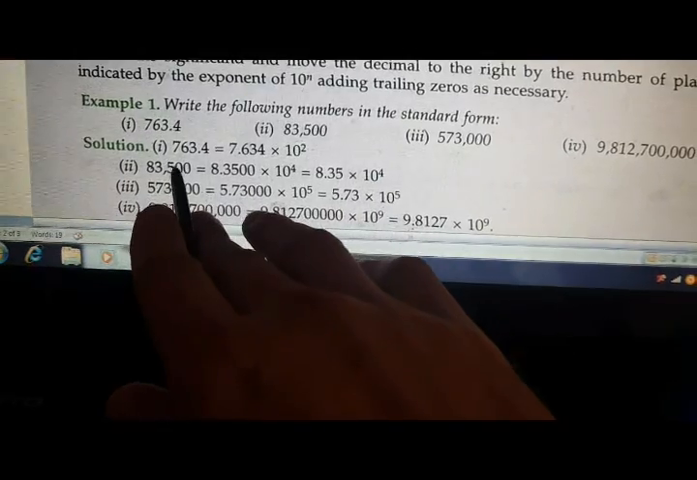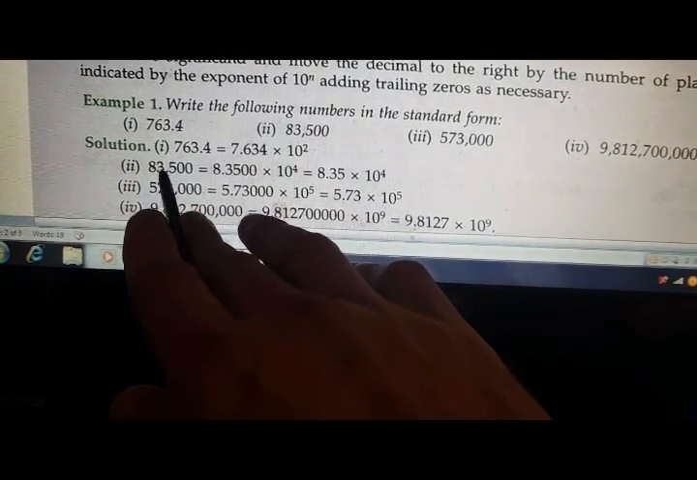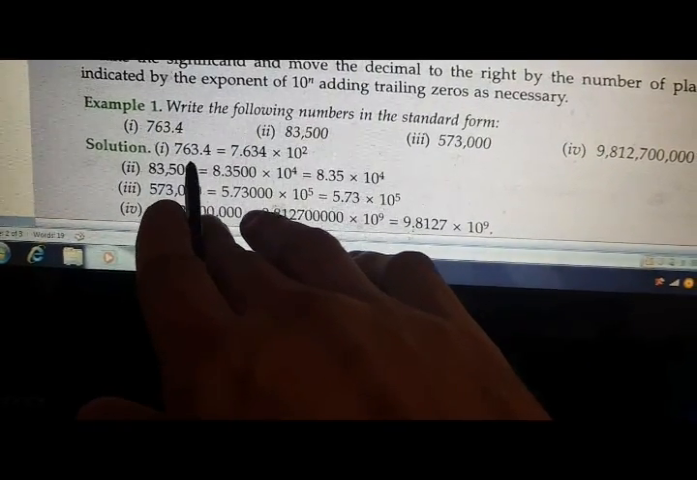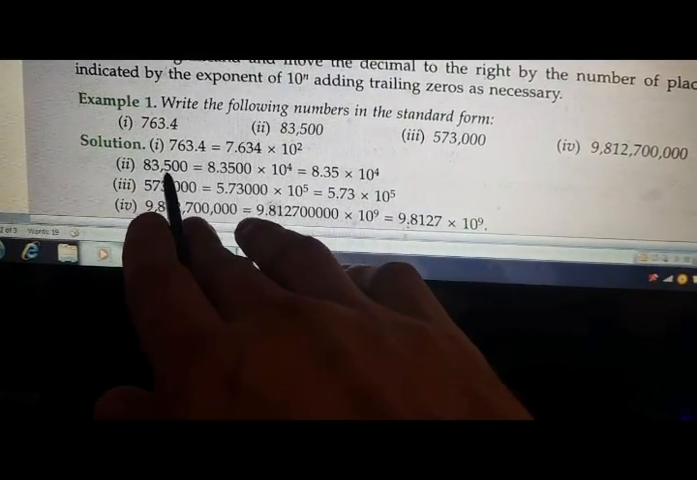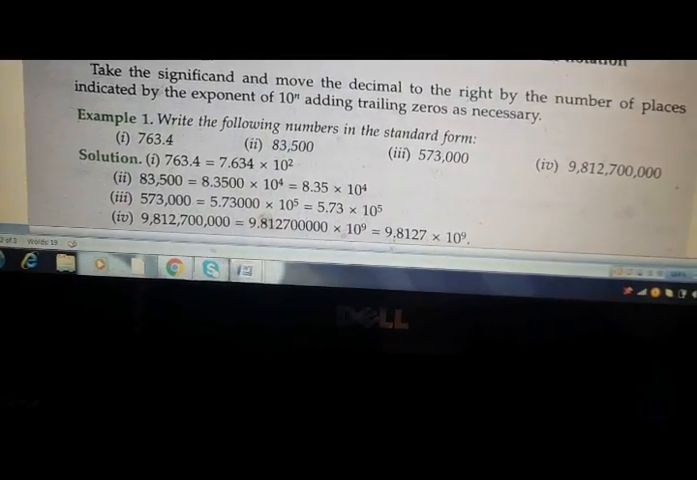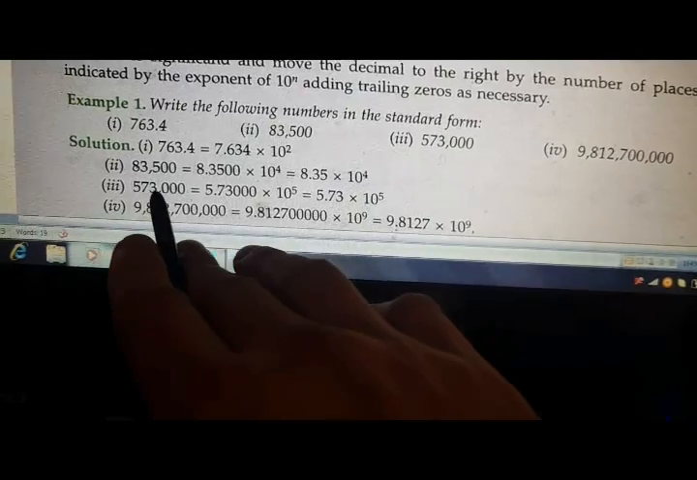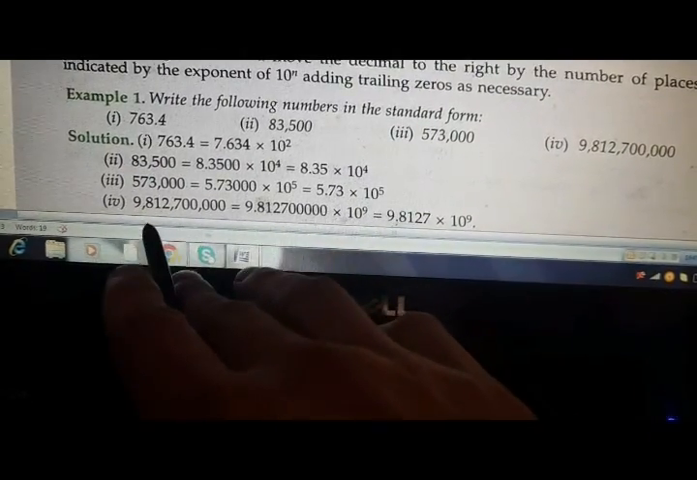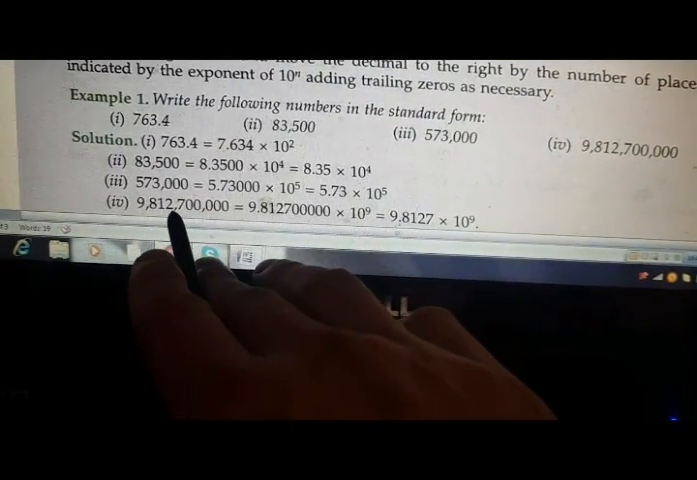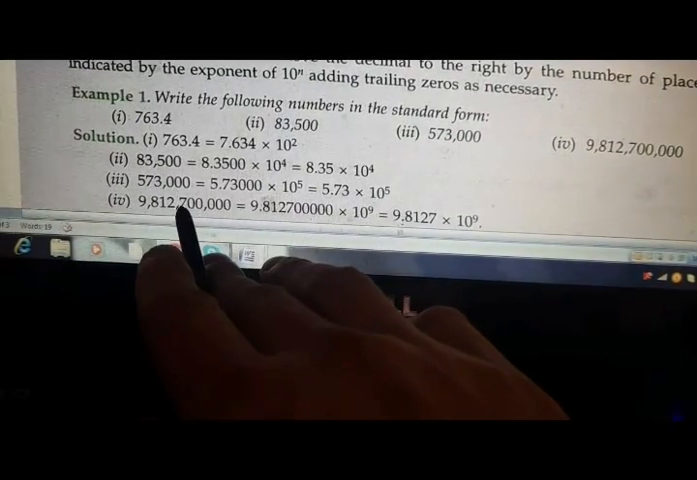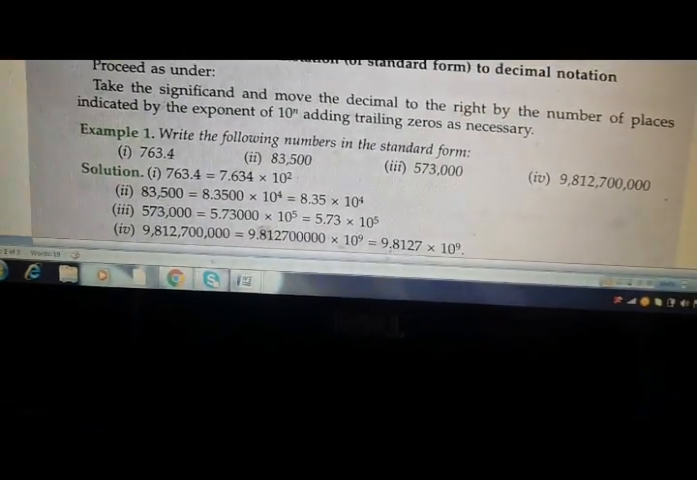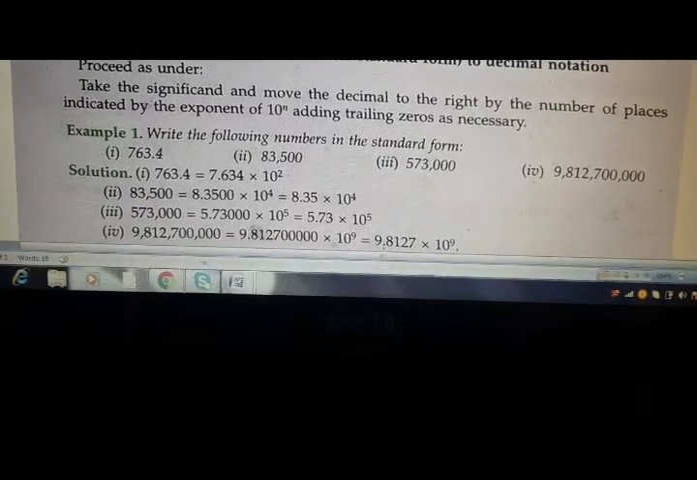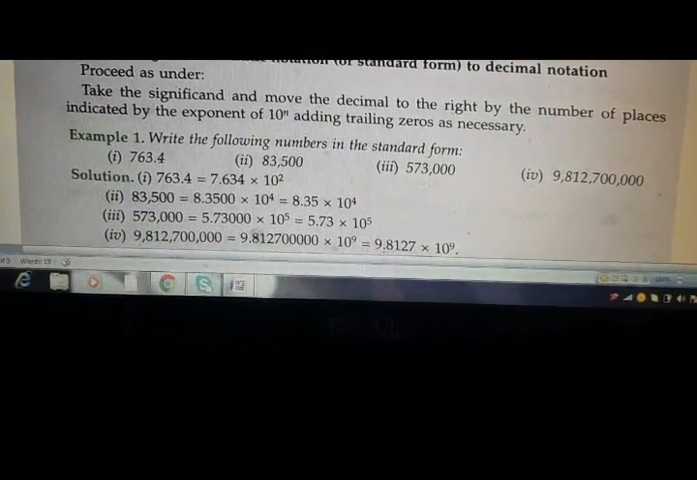But in this case we will put here 8.35 into 10 to the power 4. That means after the decimal 1, 2, 3, 4, 4 places. Then the next one, 5.73 into 10 to the power 5, and then write 9.8127 into 10 to the power 9. So these are the ways by which you can find out the standard form or the scientific notation of these numbers.